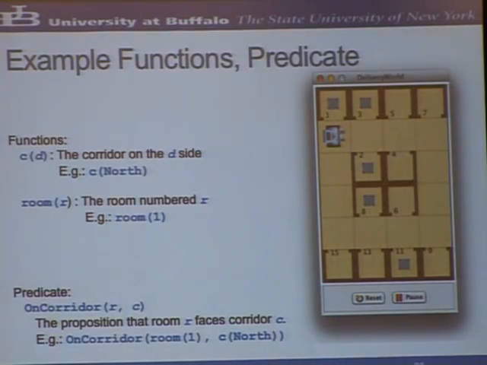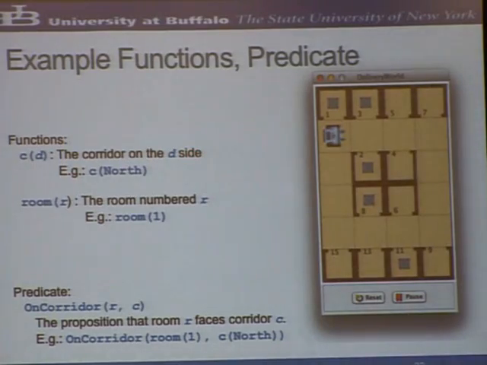The language has functions and functional terms. So here are two functions. C of D is the corridor on the D side. So for example, C of north is this corridor. And room of R, where R is a number, is the room numbered R. So this is room of 1, or room 1.